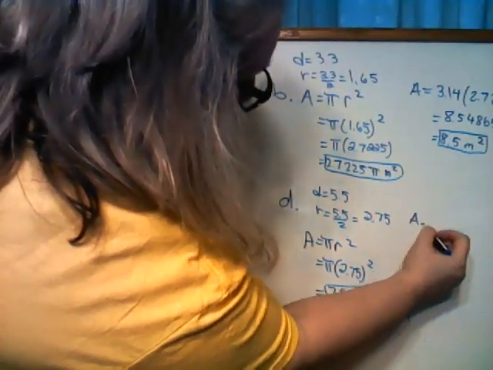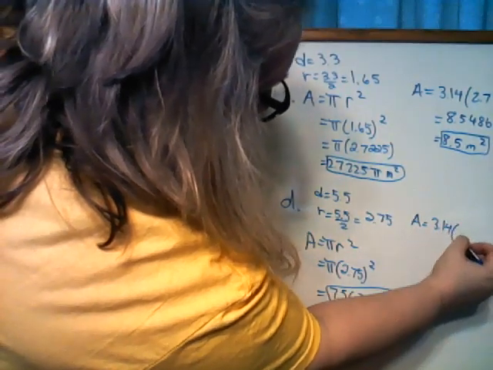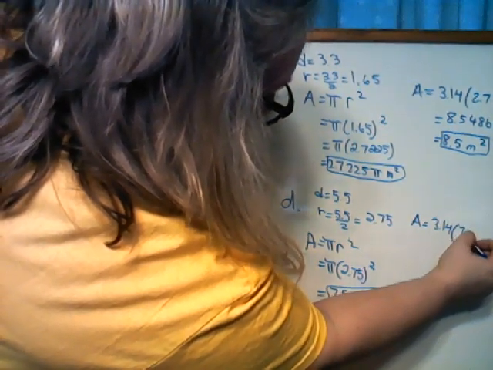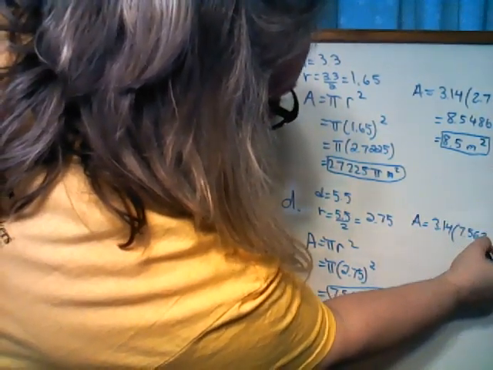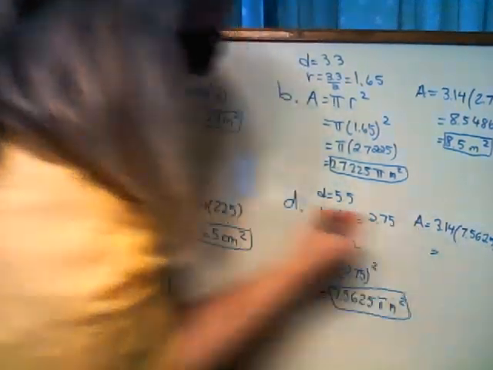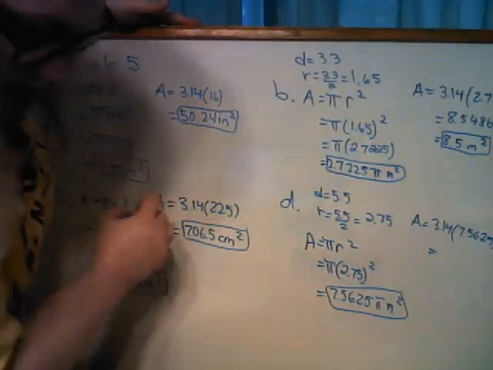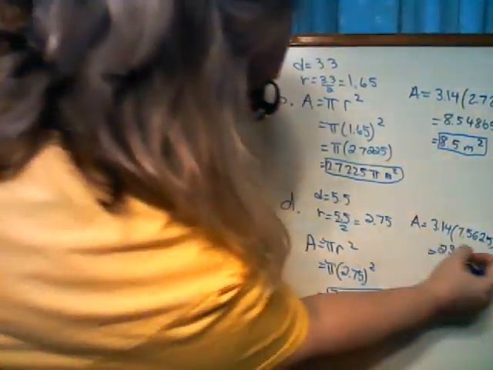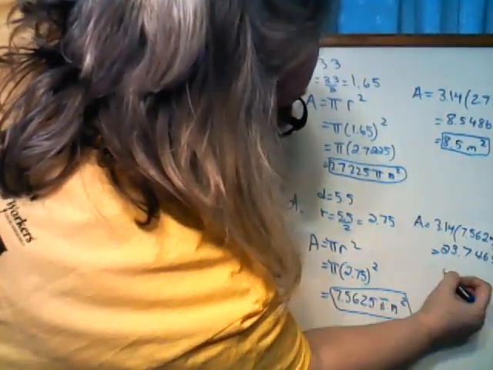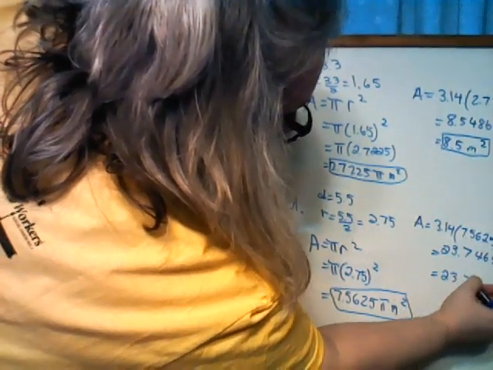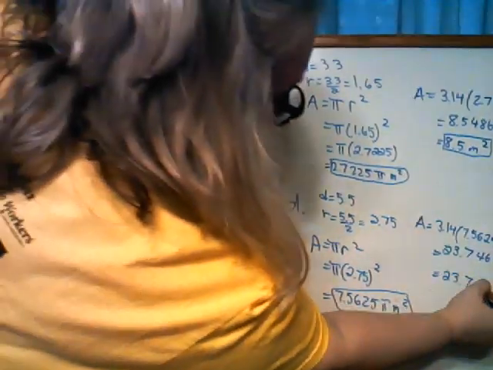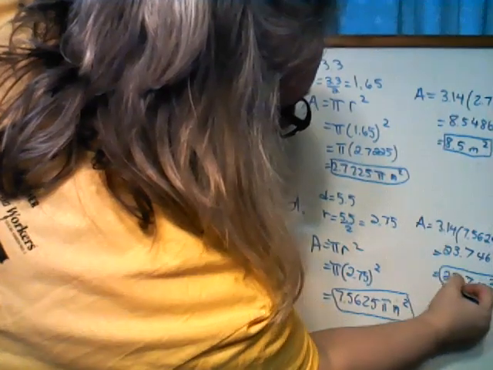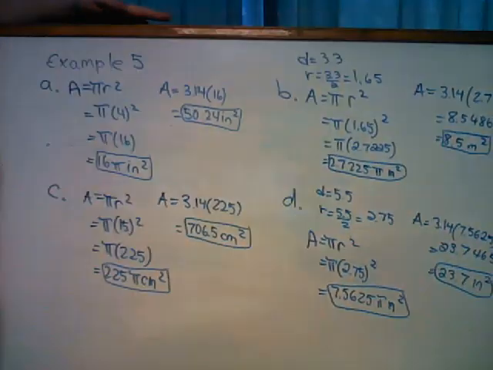And then the traditional way would be 3.14 times the 7.5625. So when you multiply, you get 23.7465, and that does round to 23.7 inches squared. Okay?